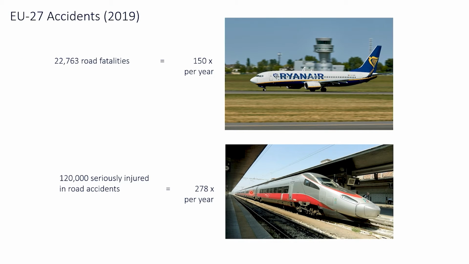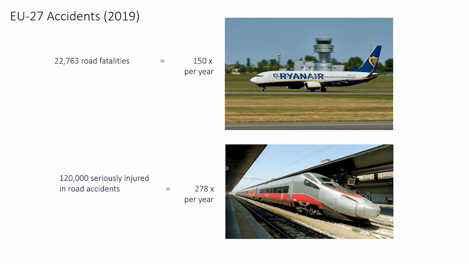So what does it mean, 23,000 victims due to road traffic in 2019? Well, it's the same number of people dying if that year 150 Boeing 737 had crashed with 179 seats occupied with about 100 passengers. And if all of them had died in the crash, 150 times per year.